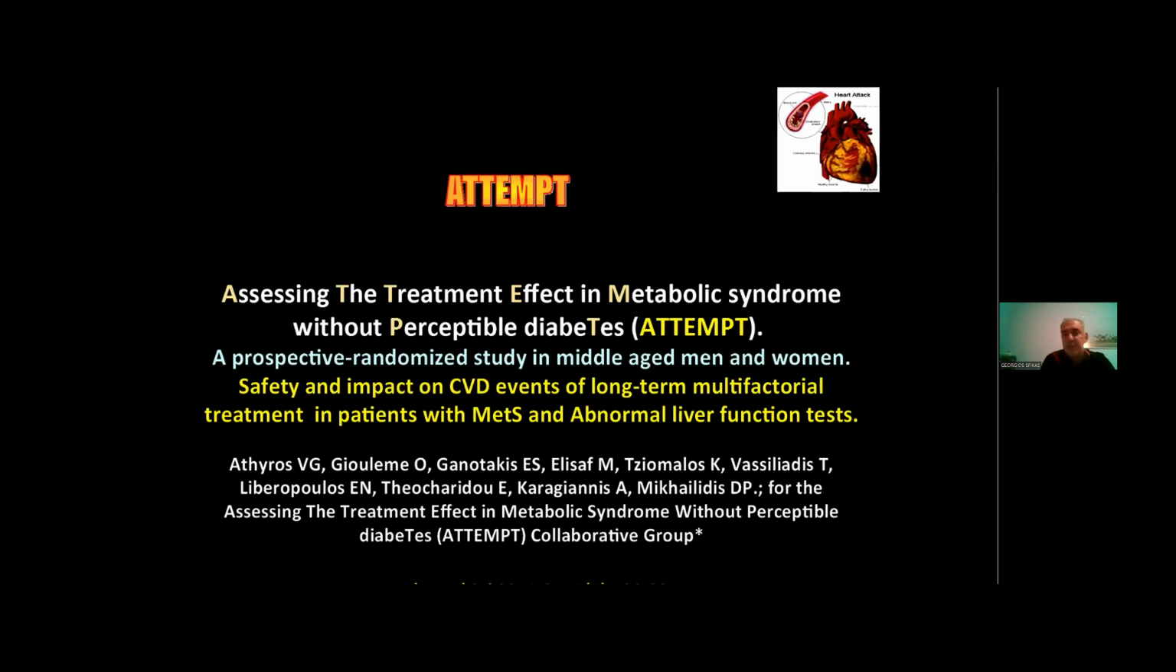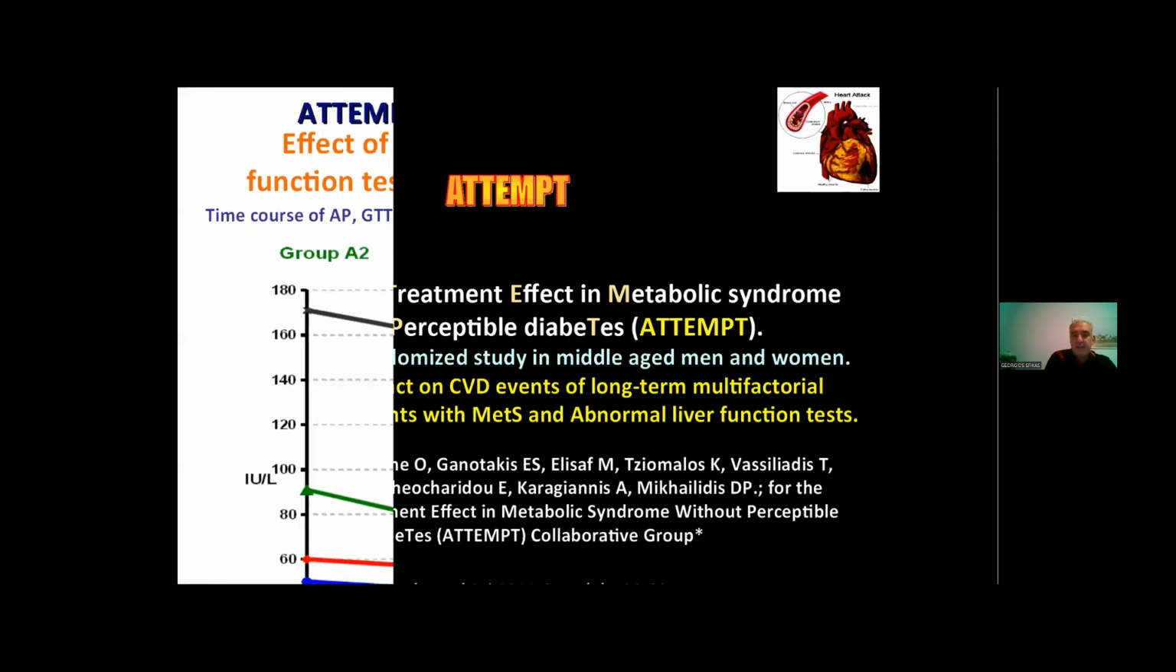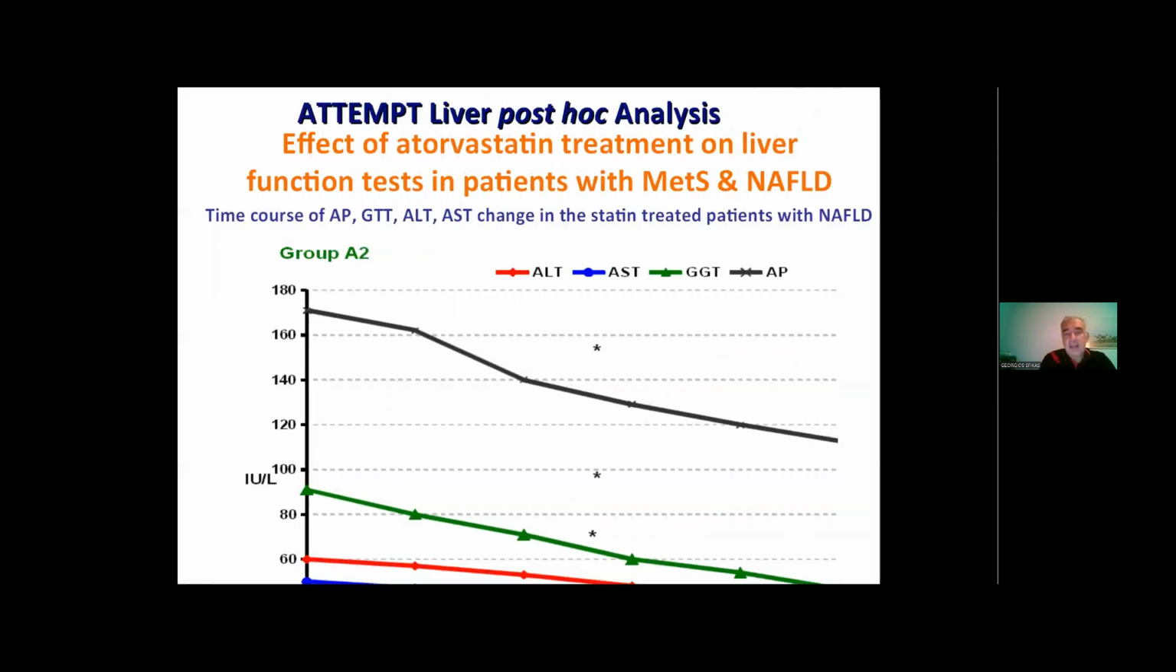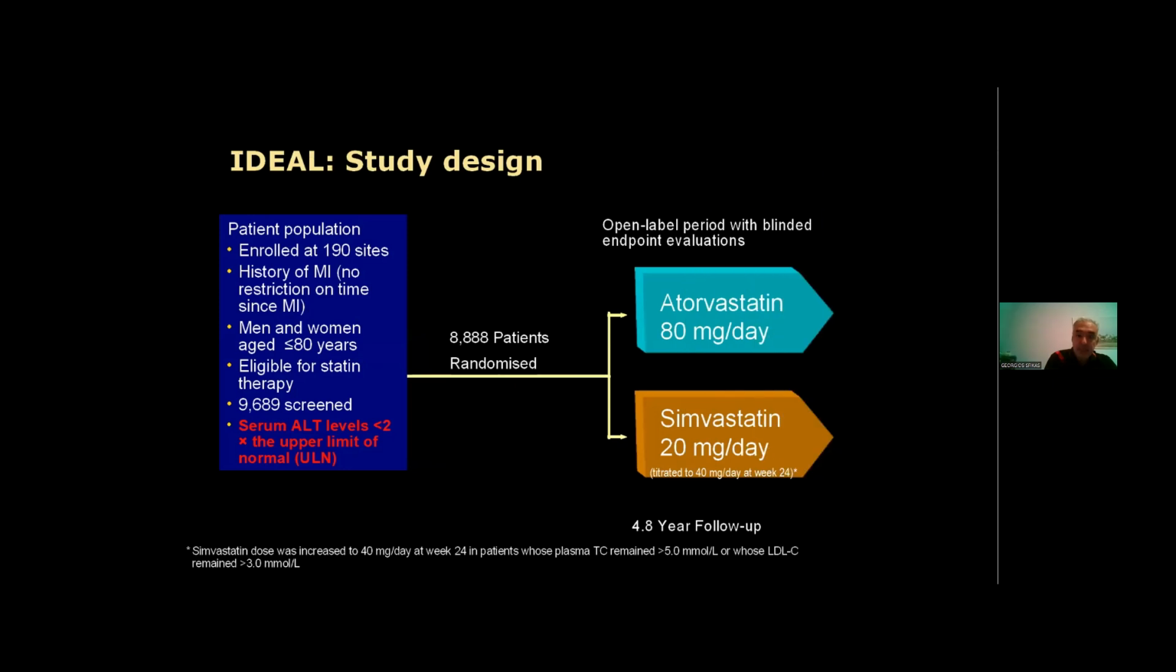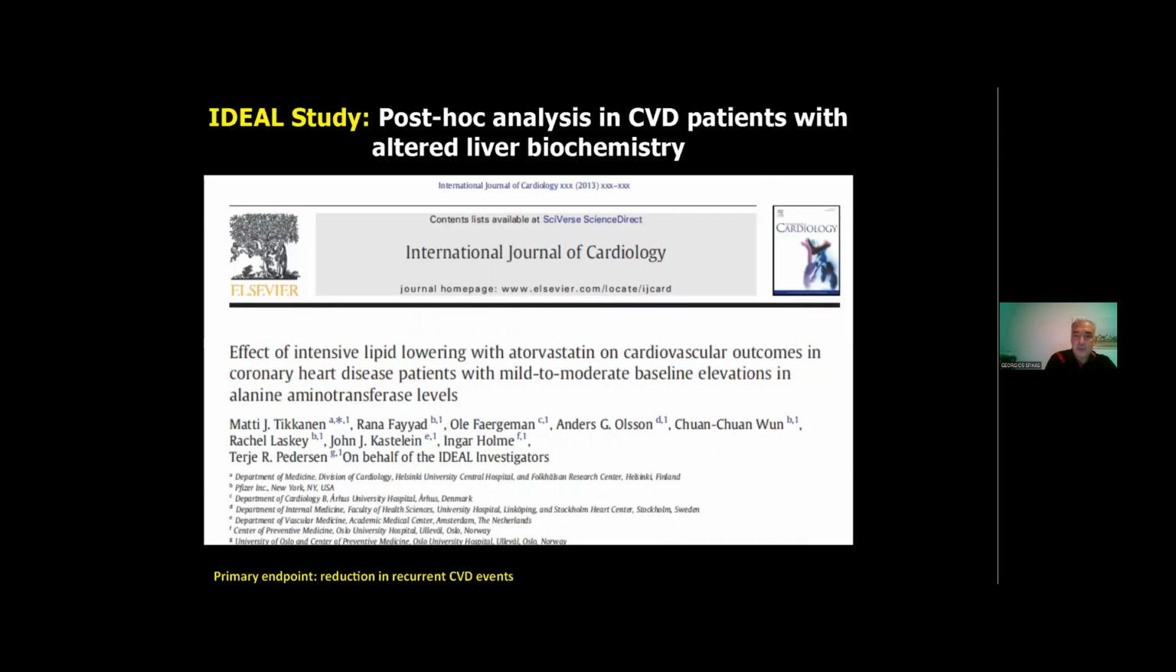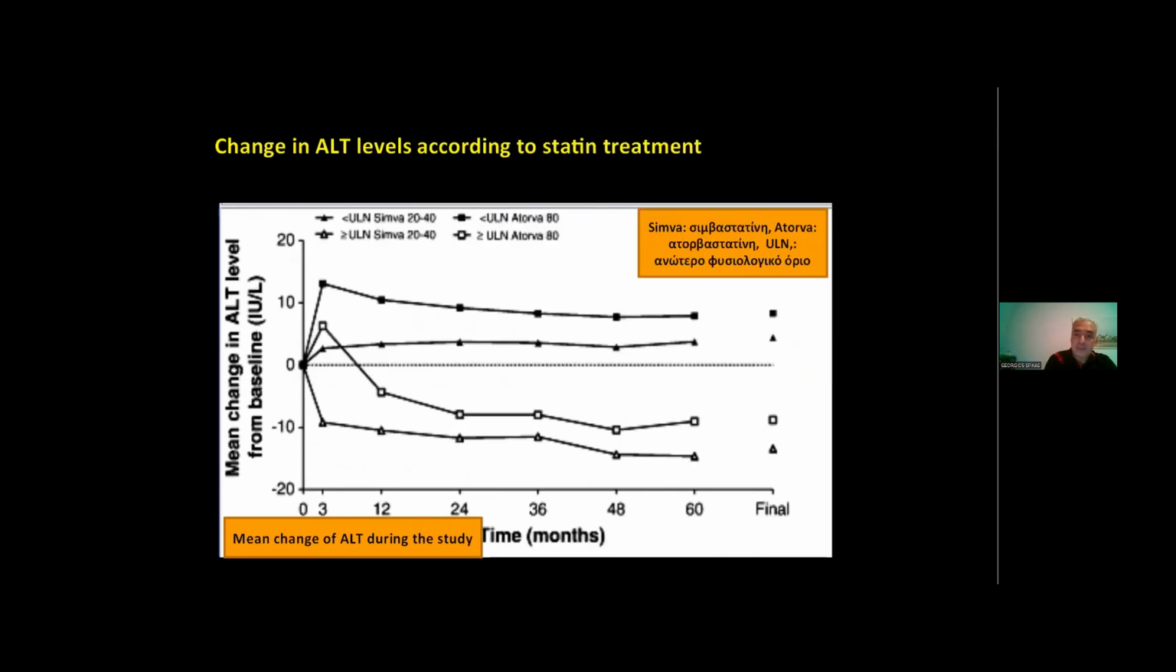And also the assessing of the treatment effect in metabolic syndrome without perceptible diabetes, the ATTEMPT study, showed safety and improvement of the indices of the metabolic syndrome and fatty liver disease in patients who were treated with statins. The IDEAL study, which compared atorvastatin 80 milligrams per day and simvastatin 20 milligrams per day, showed that especially with atorvastatin the results were even better, and that the use of statins improved the fatty liver disease.